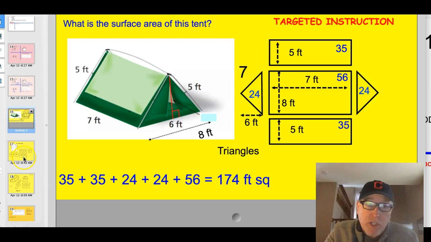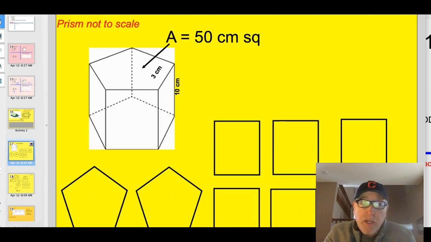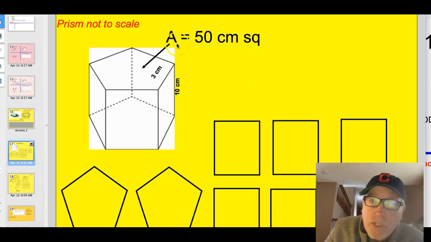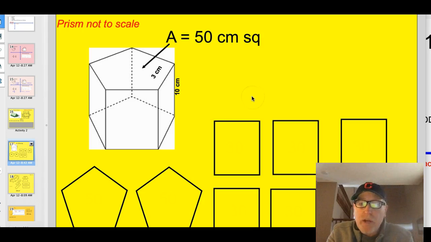So let's take a look at another example. In this one here, we need to find the area of this pentagonal prism. And I know you're going, we don't know how to find the area of a pentagonal prism. We don't know how to find the area of a pentagon. Don't worry. I've already told you that the area of the pentagon here is 50 centimeters squared.